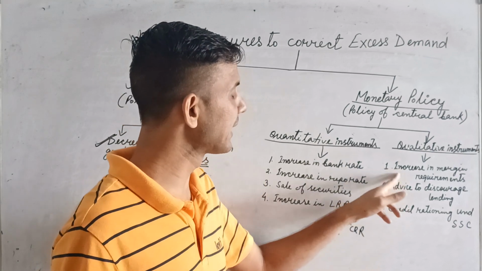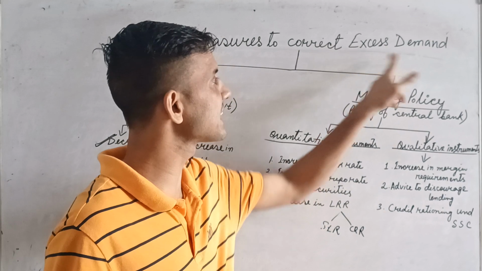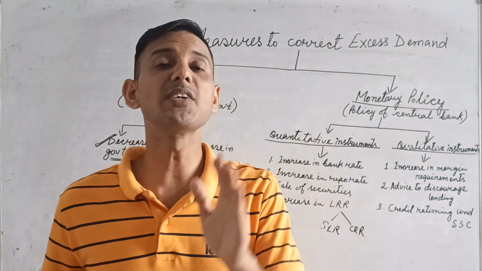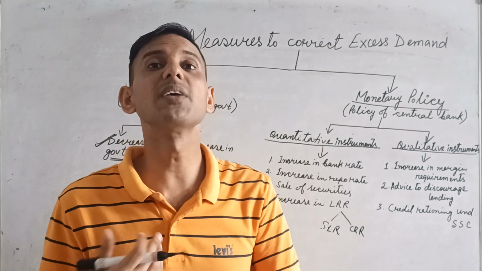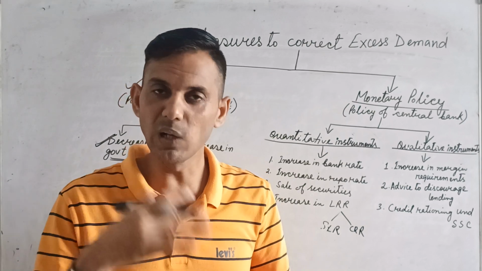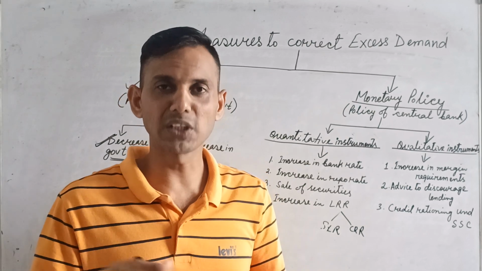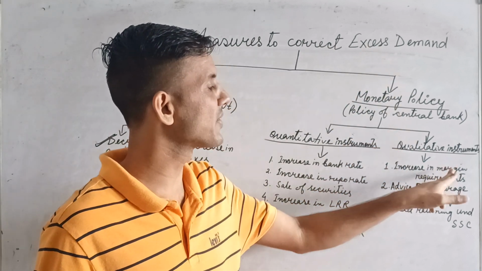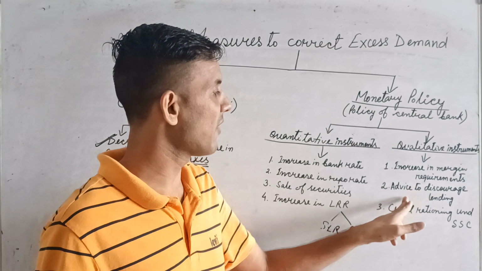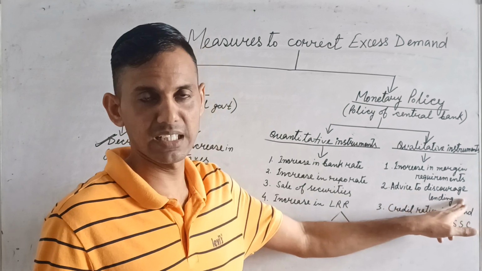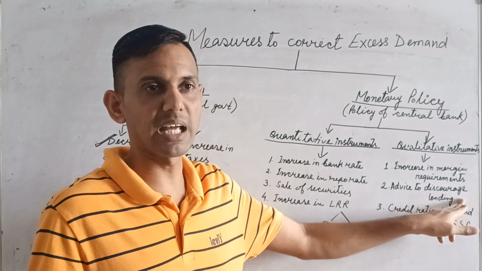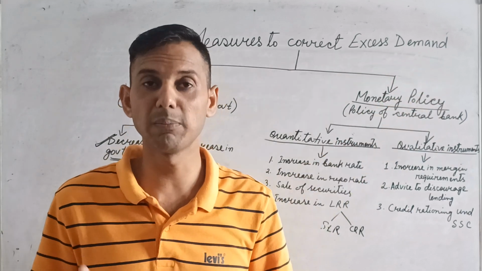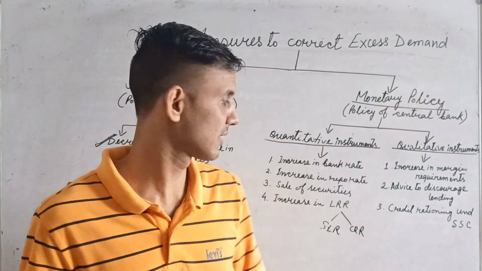So that's why increase in margin requirements. When excess demand is there, the bank will try to discourage you so that you will borrow less from the commercial bank, and that's why the central bank will increase the margin requirements. Advice to discourage lending. Okay, it means that now excess demand is there, so there is no need to provide more loans to the public for unnecessary things like this.